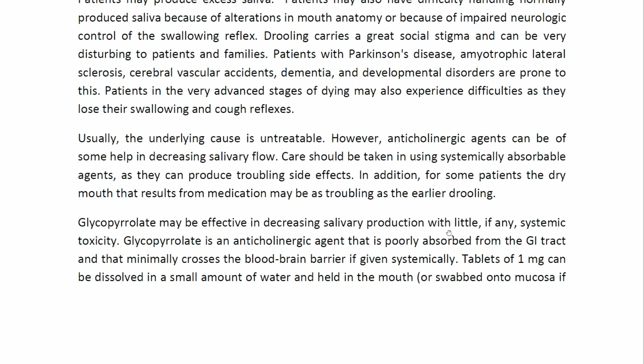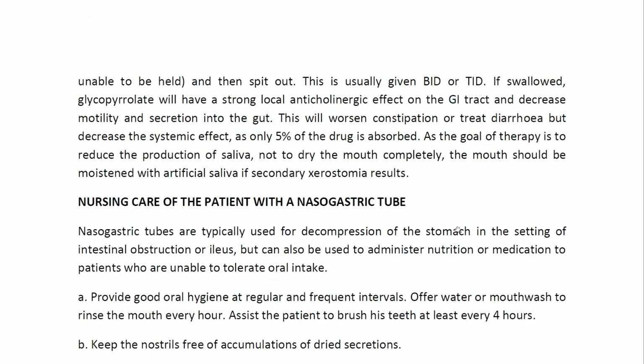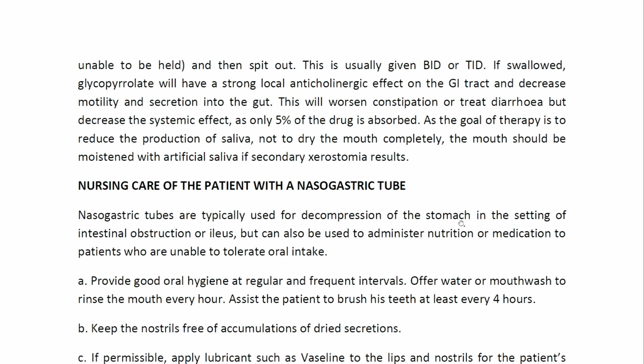Glycopyrrolate may be effective in decreasing salivary production with little if any systemic toxicity. Glycopyrrolate is an anticholinergic agent that is poorly absorbed from the GI tract and that minimally crosses the blood-brain barrier if given systemically. Tablets of 1 mg can be dissolved in a small amount of water and held in the mouth, or swabbed into the mucosa if unable to be held, and then spit out. This is usually given BID or TID, or swallowed.